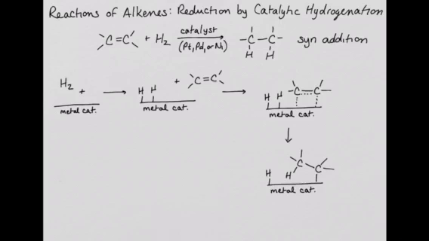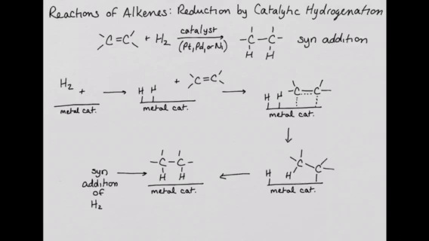In the final step, a second hydrogen atom is inserted into the pi bond, and the product is released from the metal catalyst surface. Because the hydrogen inserts into the pi bond only on the face that is complexed with the metal catalyst, we see syn addition. Next, let's look at an example reaction.